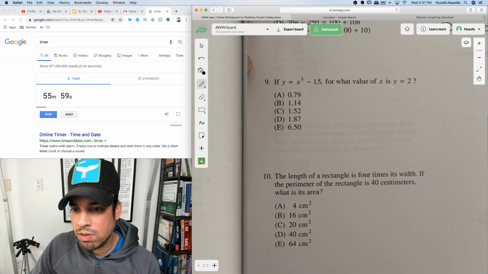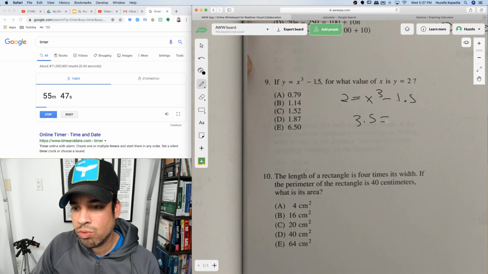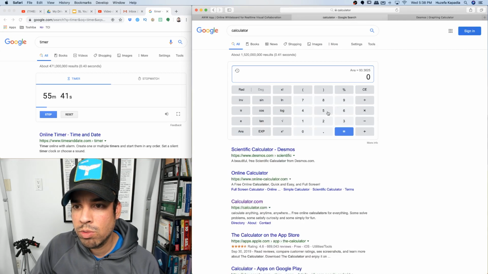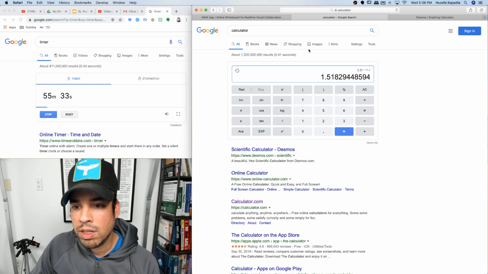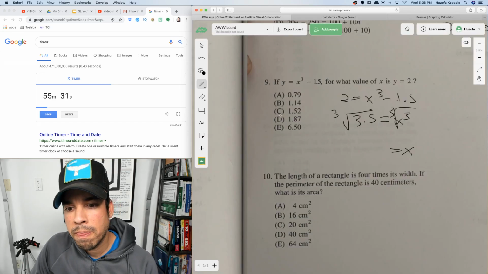Next, if y equals this, for what value of x is y equals 2? X cubed minus 1.5. Whoops. Add 1.5, that's 3.5 equals x cubed. Take the cube root, x equals the cube root of 3.5, or 3.5 to the 1/3 power. That's another way to write it. And that's 1.52.